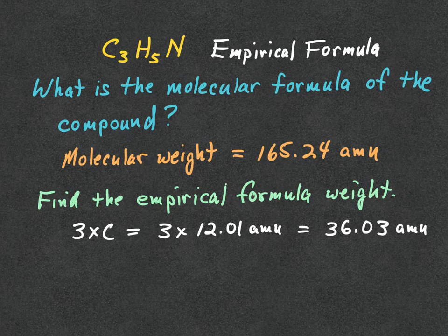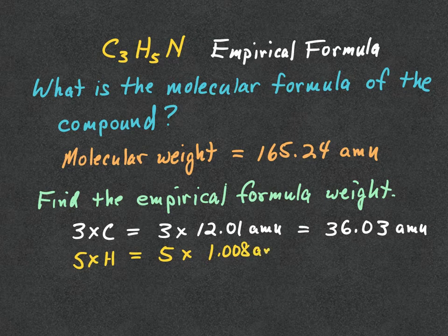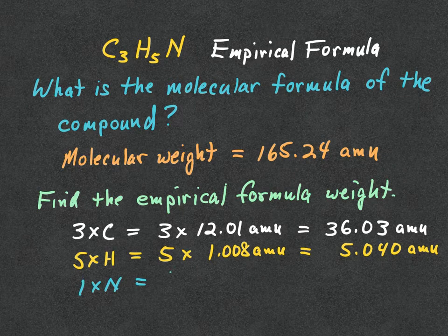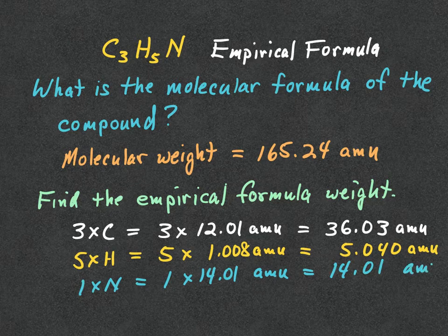And then we have 5 hydrogens in our formula. That's going to be 5 times 1.008 atomic mass units per hydrogen. That gives us 5.040 atomic mass units. And then we have 1 nitrogen. That's 1 times 14.01 atomic mass units per nitrogen. Gives us 14.01 atomic mass units.